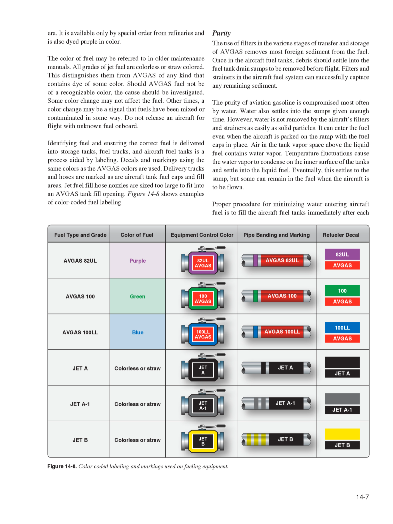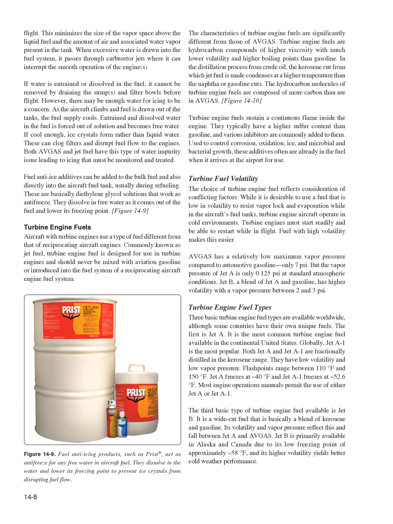flown. Proper procedure for minimizing water entering aircraft fuel is to fill the aircraft fuel tanks immediately after each flight. This minimizes the size of the vapor space above the liquid fuel and the amount of air and associated water vapor present in the tank. When excessive water is drawn into the fuel system, it passes through carburetor jets where it can interrupt the smooth operation of the engines. If water is entrained or dissolved in the fuel, it cannot be removed by draining the sumps and filter bowls before flight.